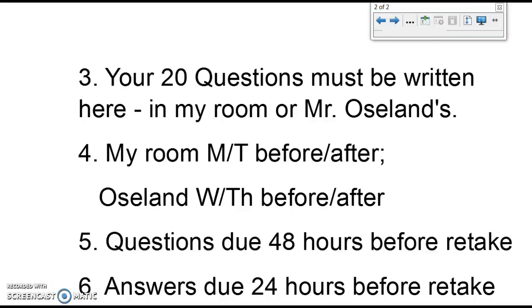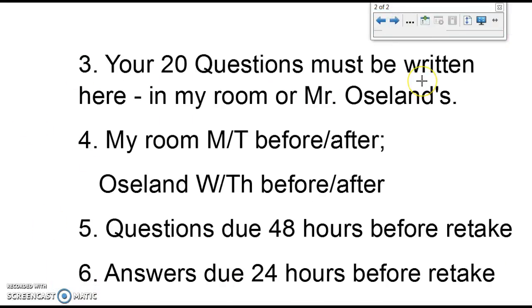Okay, a few other requirements this time. The questions must be either written in Rush's room or Oslin's room. You can work on them in Rush's room Monday or Tuesday before or after school, or Oslin's room Wednesday or Thursday before or after school. Obviously, if you're in Oslin's class, you're probably going to go to his room because he'll also be there Monday and Tuesday, but if you're in my class, then you can come to my room on Monday or Tuesday.